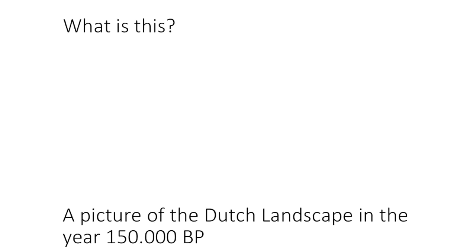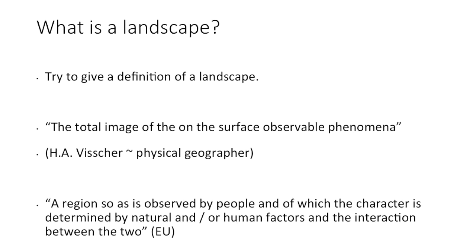So if we go back and say, what is this? And we define this as a picture of the Dutch landscape in the year 150,000 before present, then really it's kind of a trick question, because according to Mr. Vischer and the European Union, that wasn't really a landscape because there were no phenomena to be observed except the whiteout. And a landscape consists of more than just a fierce thunderstorm. If there's nothing to observe, there's really not much of a landscape to see.